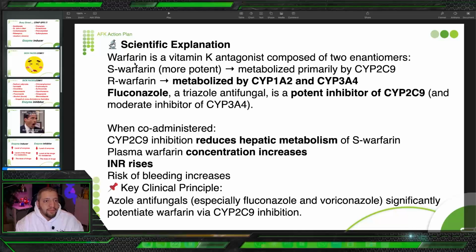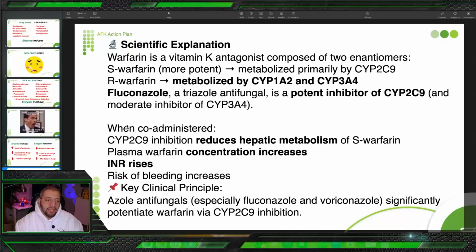So let's see this question again. We have warfarin, which is a vitamin K antagonist composed of 2 enantiomers, S-warfarin and R-warfarin. The S-warfarin, which is more potent, is primarily metabolized by CYP2C9, and the other one is metabolized by CYP1A2 and 3A4. Fluconazole, on the other hand, is a triazole antifungal, which is a potent inhibitor of CYP2C9. So we have here 2 medications working over the same enzyme, one which is an inhibitor, and the other one which is primarily metabolized by this one, which is warfarin.